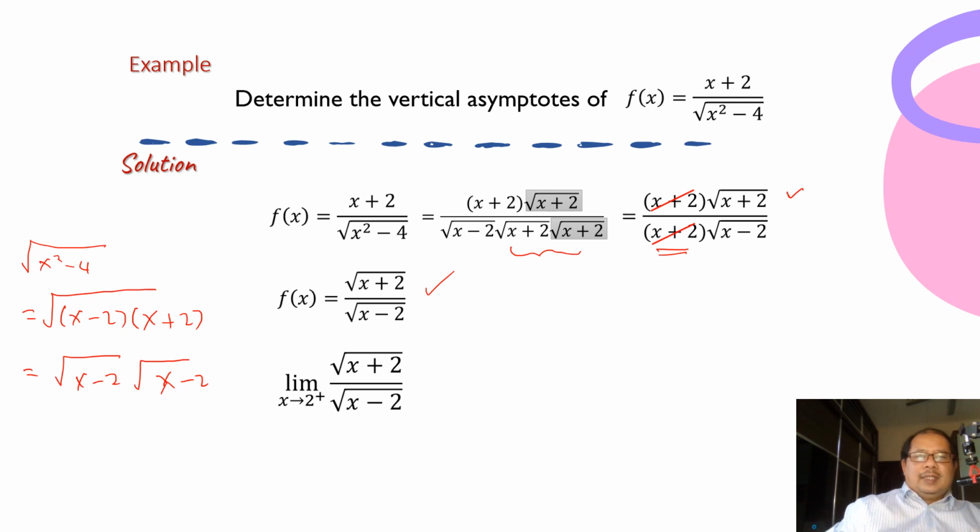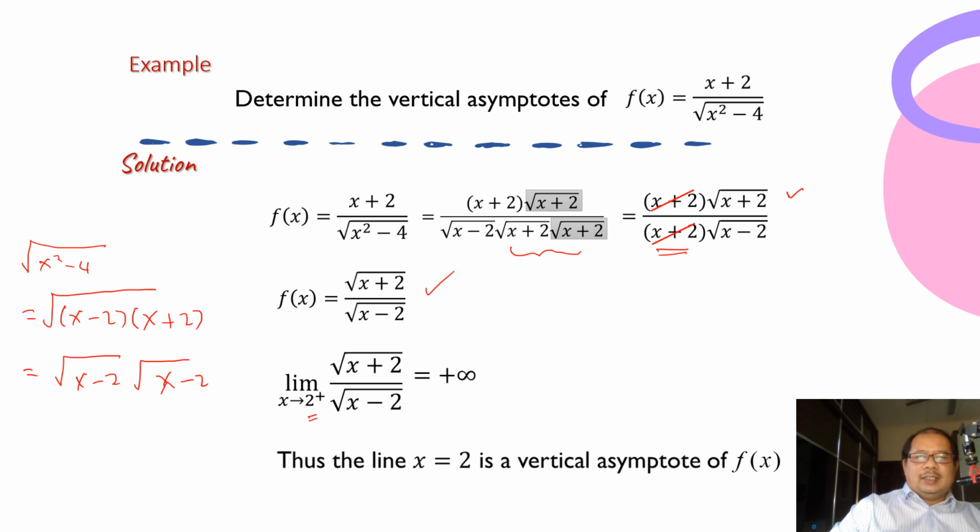So, limit as x approaches 2 from the right. In this case, fungsi ni hanya tertakrif untuk x yang besar daripada 2. So, kita hanya cari daripada kanan saja. Limit as x approaches 2 from the right, kita akan dapat positive infinity. So, the line x equal to 2 is a vertical asymptote of f(x).